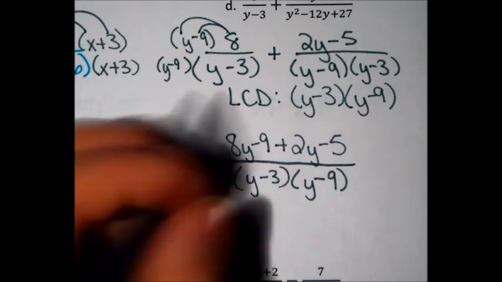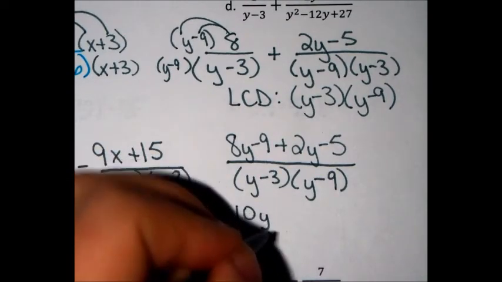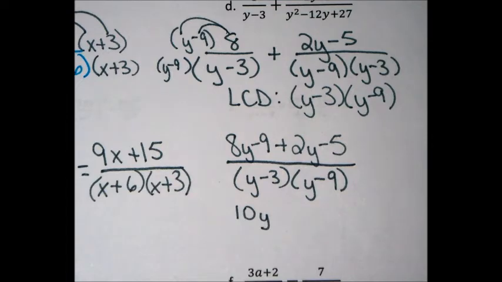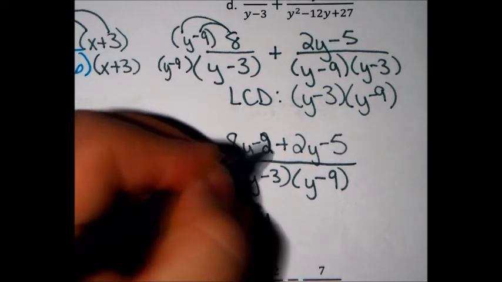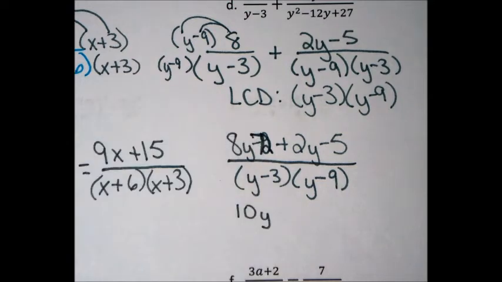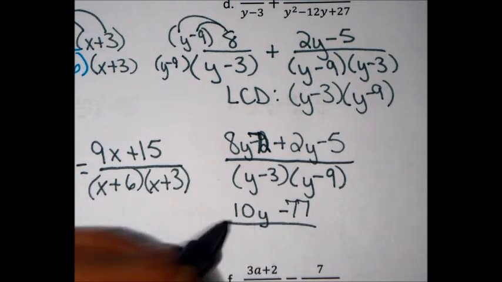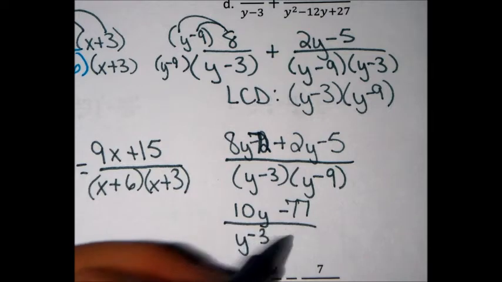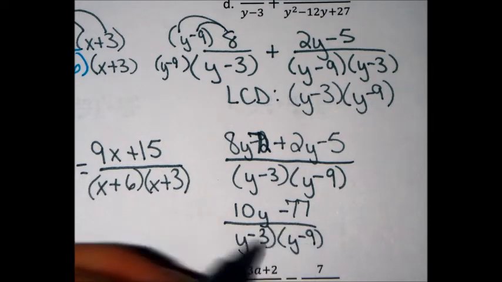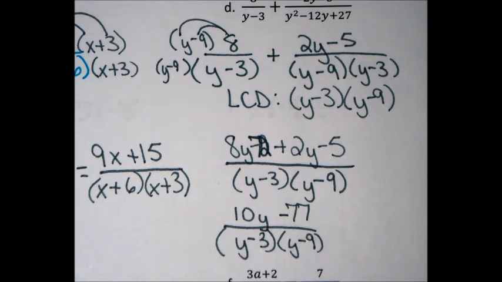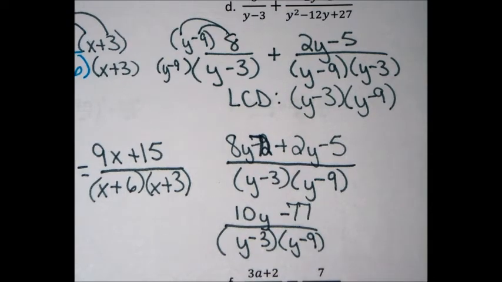So the 8y plus 2y gives me 10y. Oops, I forgot to multiply the 8 and the 9. So I have negative 72, not negative 9. So negative 72 minus 5 gives me negative 77. And my denominator is y minus 3, y minus 9. And I can't take anything out of the top. So I'm going to leave it just the way it is. That's my answer.